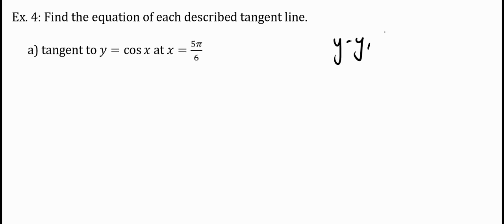Y minus y1 equals m times x minus x1. So this is a formula. Every formula has inputs and then an output. The output is whatever it gives you when you use the formula. So Pythagorean theorem formula, what's the output? A side length. What's the input? 2 other side lengths. What's the input for this formula?